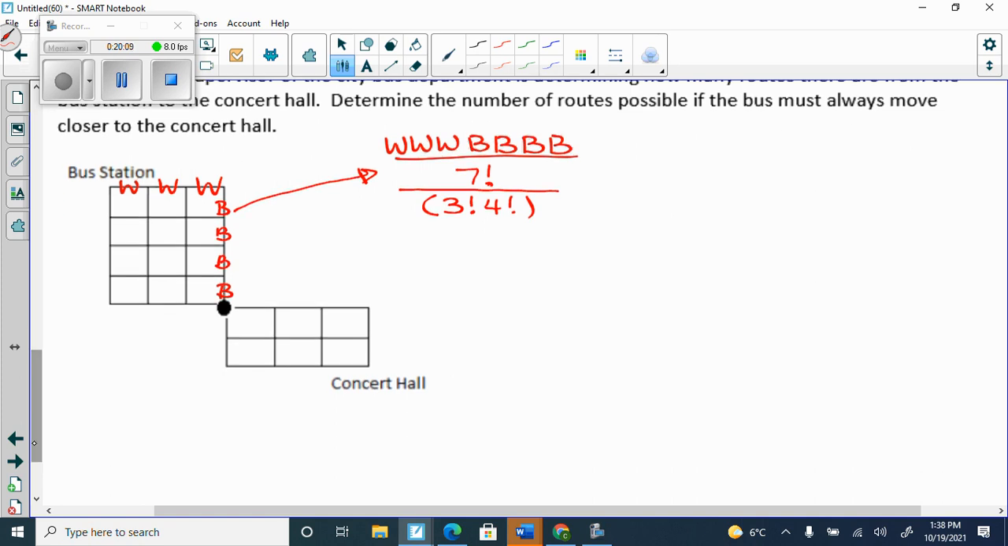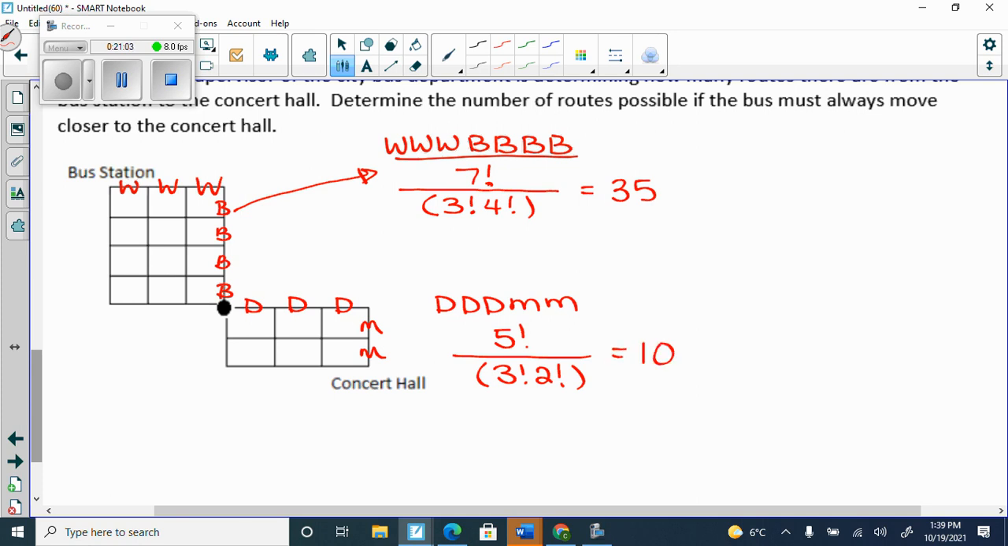Then I have these ones. So I'm going to go D, D, D, M, M. Once again, just letters that popped in my head. There was not really a rhyme or reason why I picked those. They were just there. So now I have the word D, D, D, M, M. How can I arrange that? On the bottom, I'm going to get 3 factorial, 2 factorial, and on the top, 5 factorial. Okay, so the 7 factorial divided by this one, I get 35. So 35 paths on that one. Okay, 120 divided by 12, so I get 10.